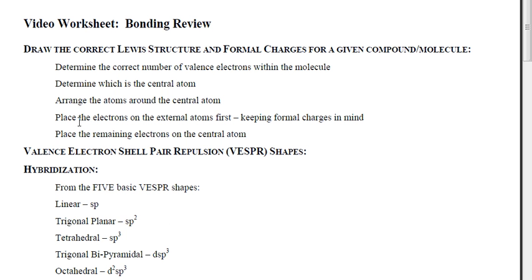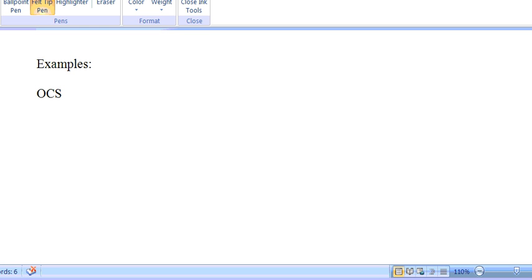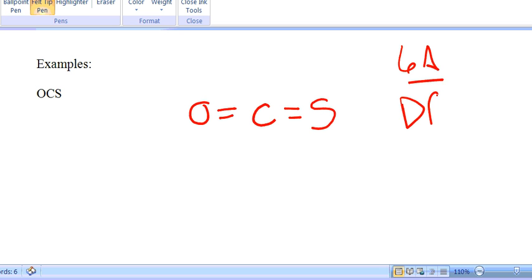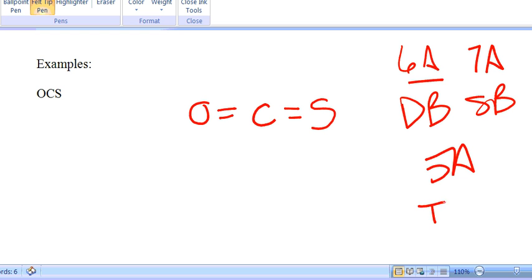Arrange the atoms around the central atom and place the electrons around the external atoms first, keeping in mind the formal charges, and then place the remaining electrons on the central atom. So what we want to do is we want to have oxygen, carbon, and sulfur. And since oxygen and sulfur are in group 6A, we want to give those double bonds. We know that because that's the type of bond that these elements want as external atoms. Again, remember when we talked about group 6A, how they want double bonds. Group 6A wants double bonds, 7A wants a single bond, and group 5A wishes to have a triple bond as external atoms.